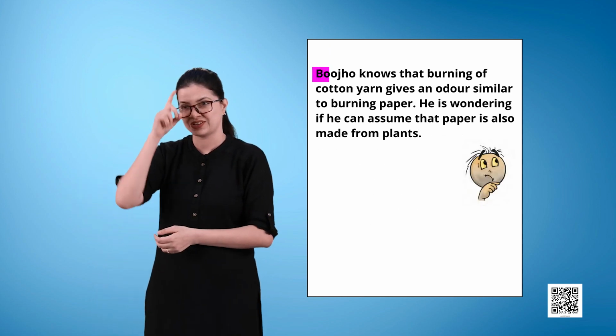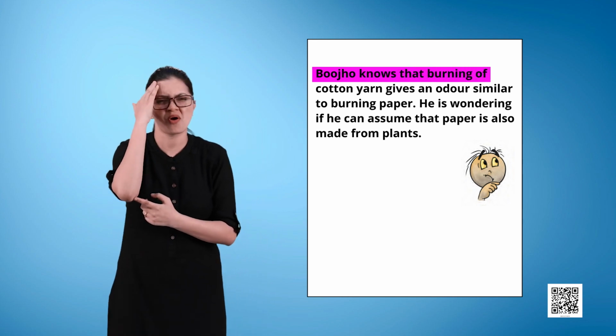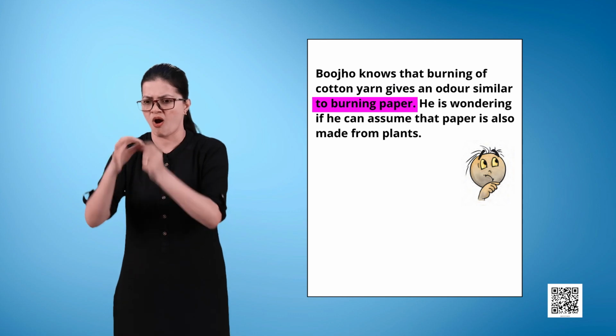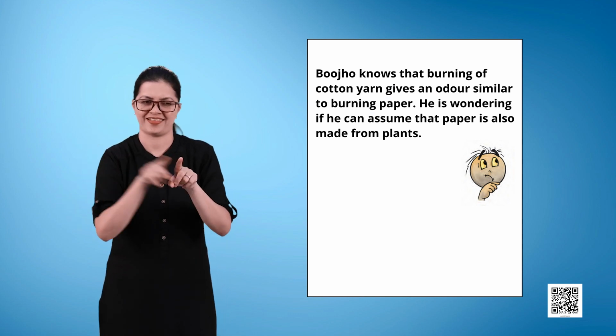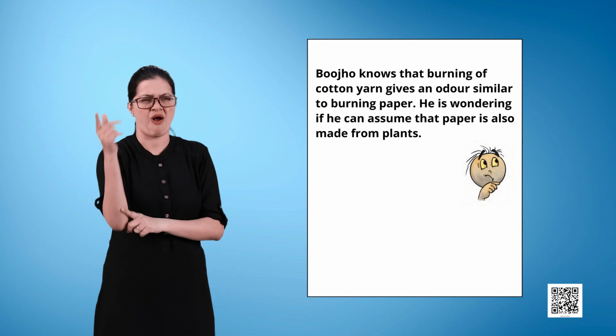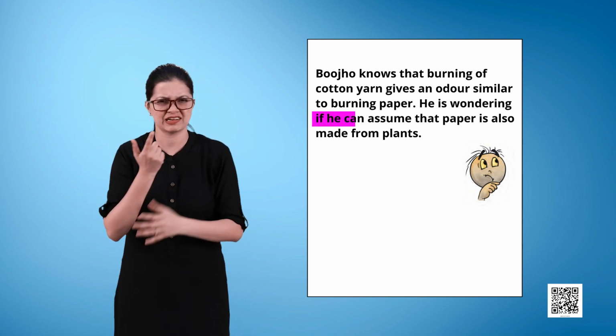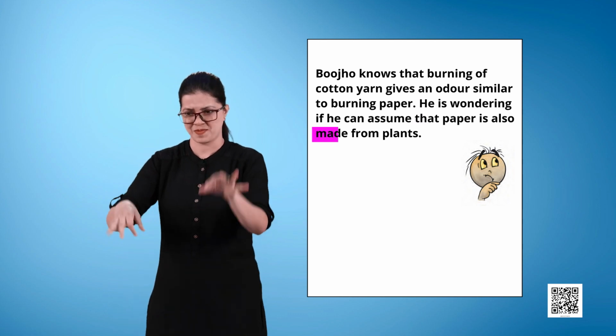Burning of cotton yarn gives an odor similar to burning paper. Bojo knows that. He is wondering if he can assume that paper is also made from plants.